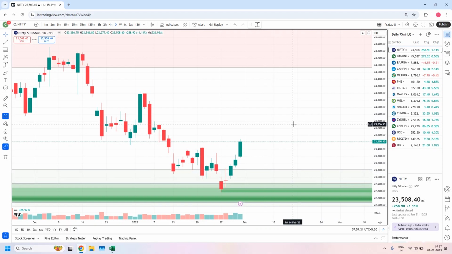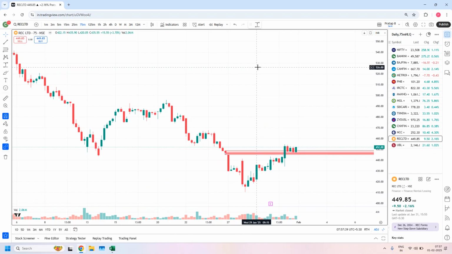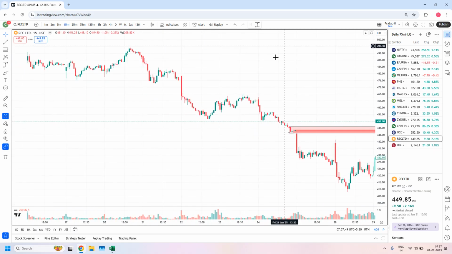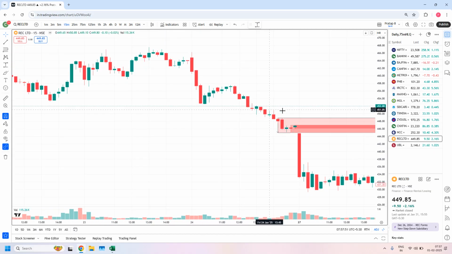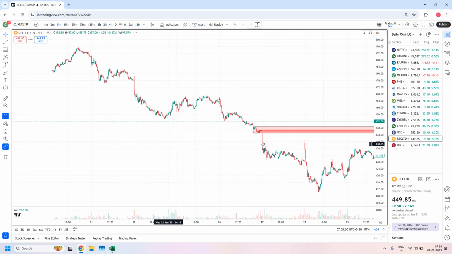Okay, this is one stopped out trade, and another stopped out trade is REC Limited. REC Limited is a 75 minutes high liquidity zone. This is a drop, base, drop, and this one I fine tuned with 15 minutes time frame. See, we have an excellent drop, base, drop, 3 base candles, 15 minute zone. This is again fine tuned with 5 minutes time frame.